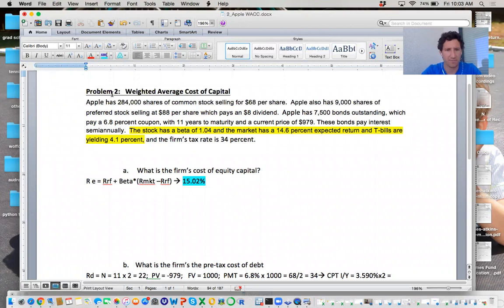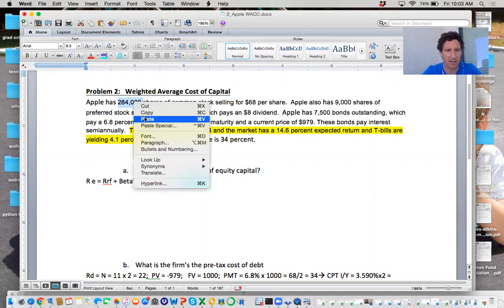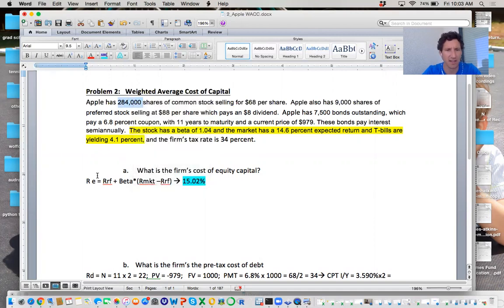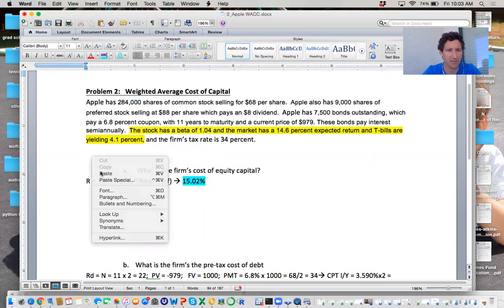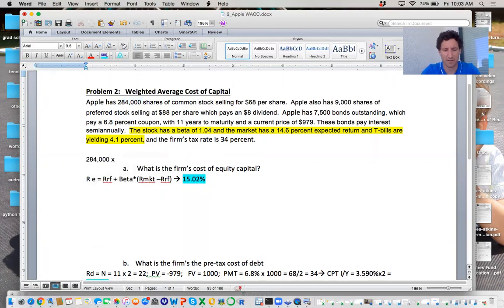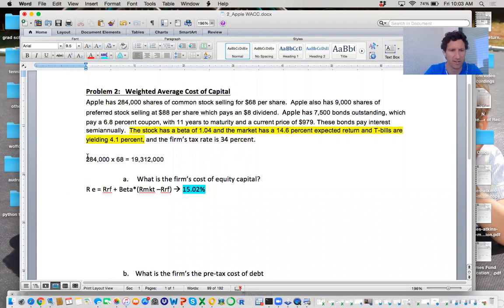So we're given 284,000 shares of common stock, selling at $68 a share. That's going to equal 19,312,000. That's what I got. Okay, so we're trying to find our weight of each piece, weight of equity, weight of debt, weight of preferred. We need the dollar amount in each, add them all up, and divide to get the weights. So this is going to be equity.